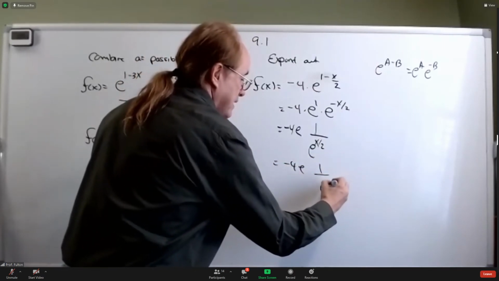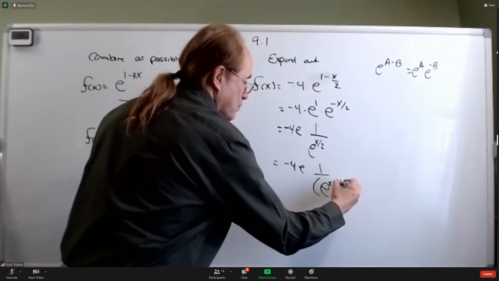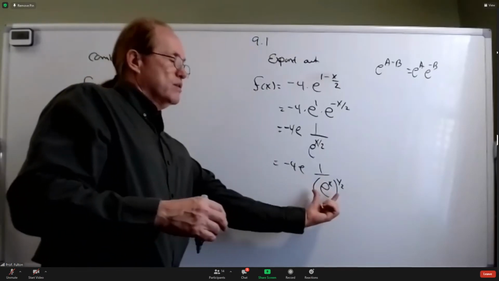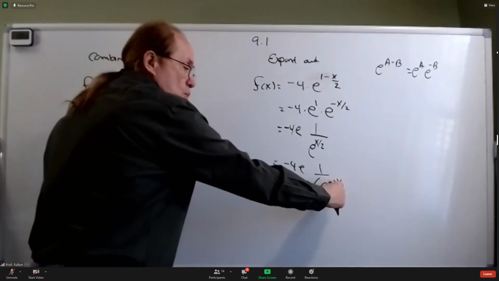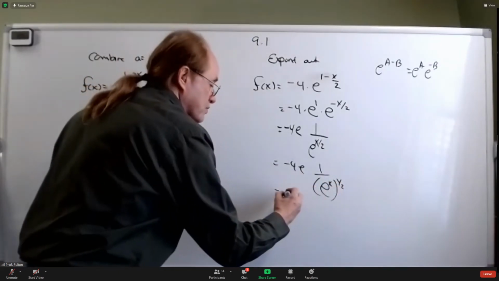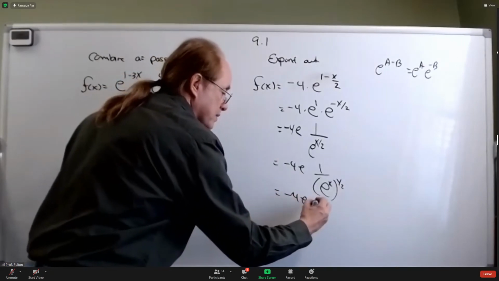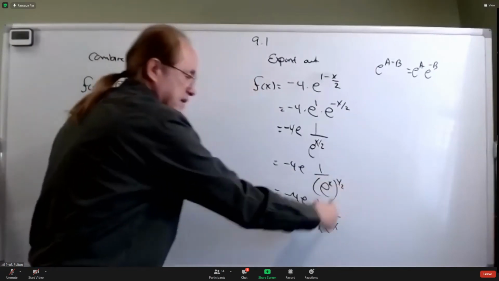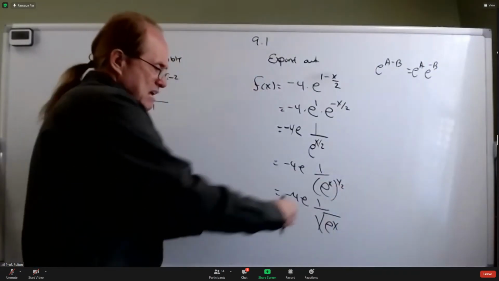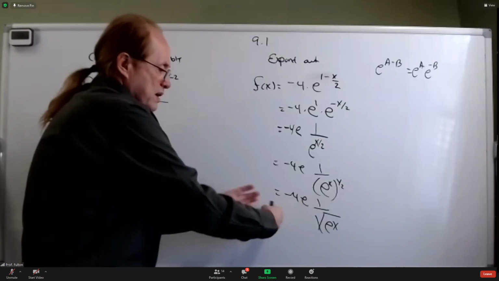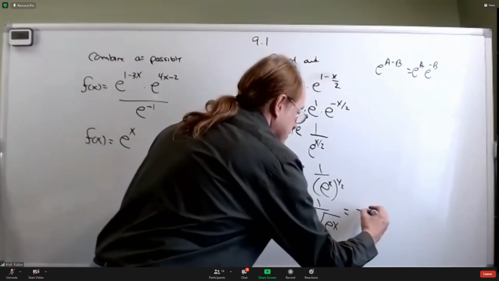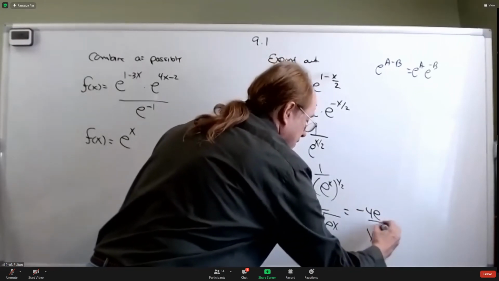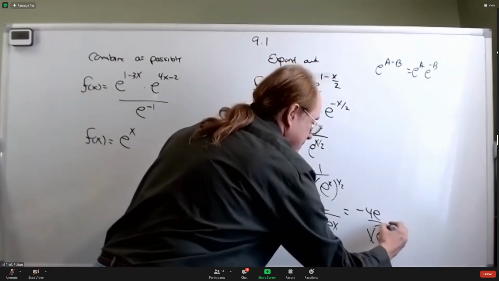I take my e to the x and raise that to the 1/2 power. It's undoing raising a power to a power. 1/2 is equivalent to the notation for a square root. Okay, that's the exponent form of the square root. And then I can just put it all under one expression. I can put it as -4e over the square root of e to the x.